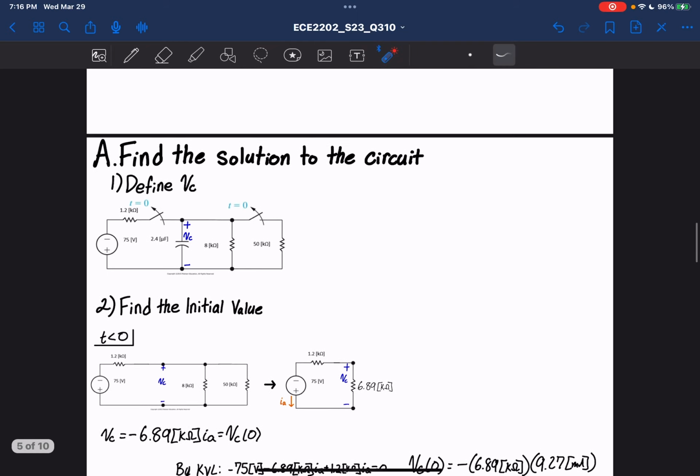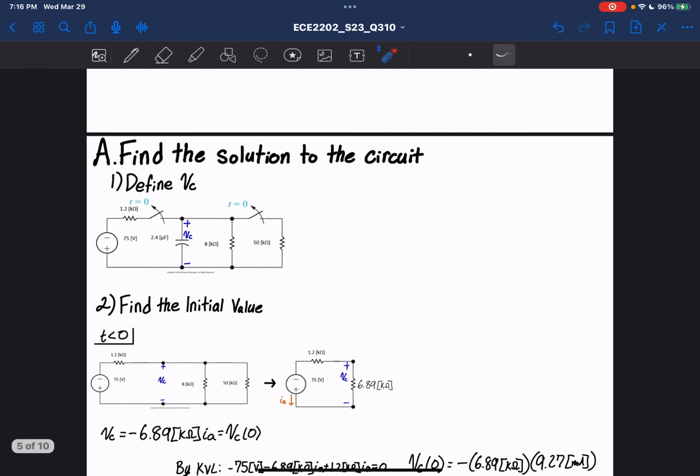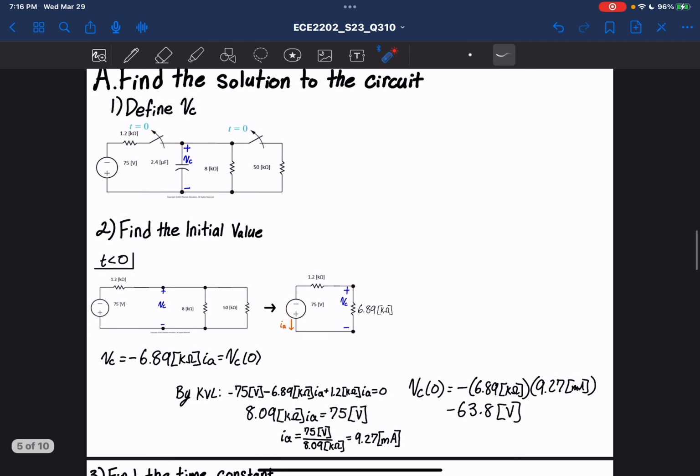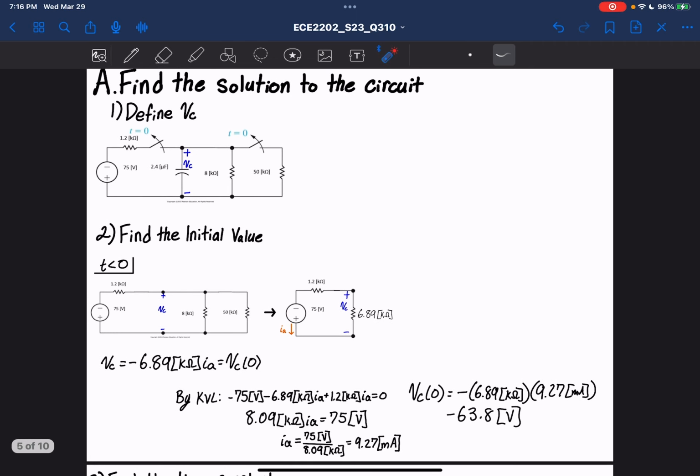Right, so the first step would be to find the solution of the circuit. First of all, it is a step response. So getting started, we just got to define the capacitive voltage, and that's just by doing a positive and a negative terminal around the capacitor. All right, so to solve for the first parameter, we're going to solve the initial value first, right?